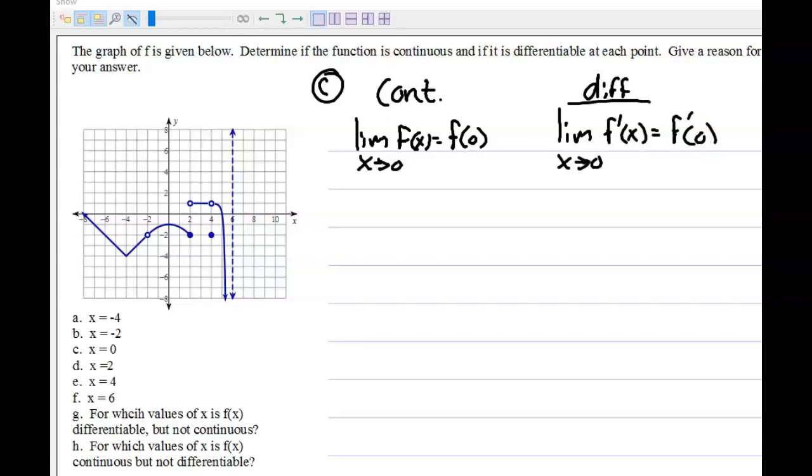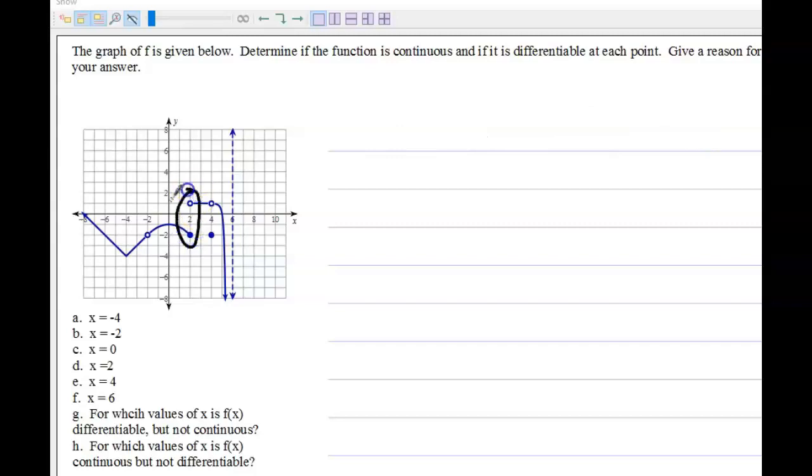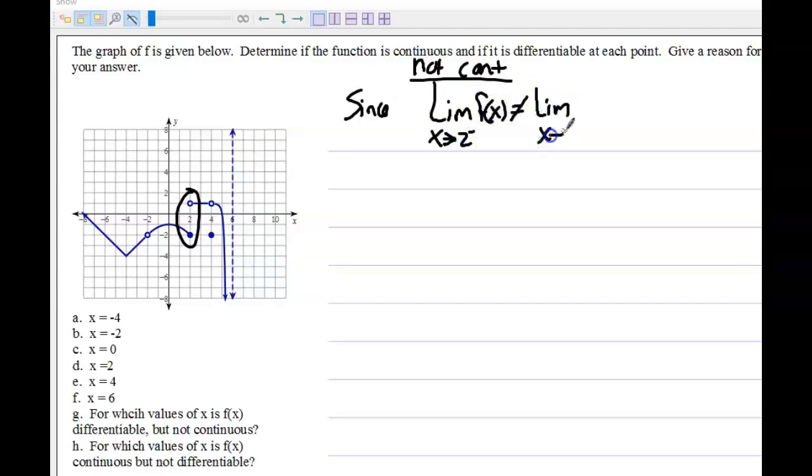All right, number 2. x equals 2. Okay, so that's not continuous. The reason that's not continuous is because the limit from the left is not the same thing as the limit from the right. So we're going to say it's not continuous, since the limit as we approach 2 from the left is not the same thing as the limit as we approach 2 from the right. And we're going to say it's not differentiable since it's not continuous.